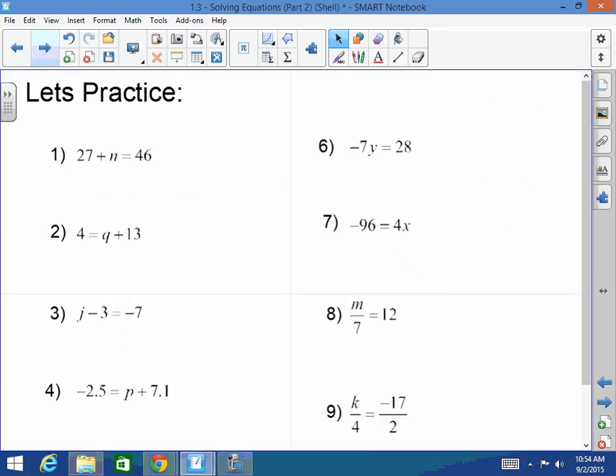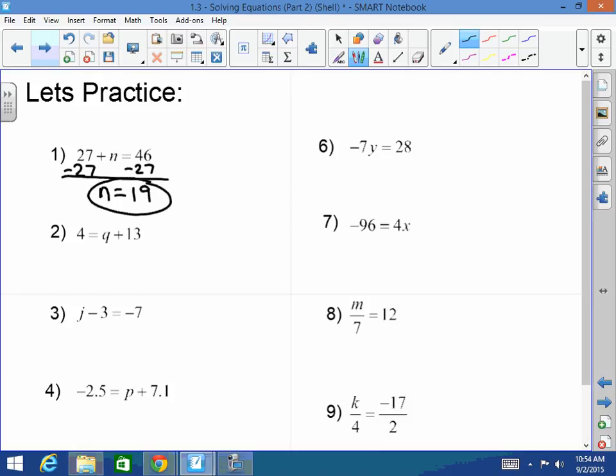So let's do some practice, guys. Okay, so I got 27 plus n equals 46. What do I do, sir? That's exactly correct. So you subtract 27, so n will equal 19. Excellent. Okay, number 2. How do I solve for q here? Yes, sir. That's right. You got q plus 13. How did I get rid of a positive 13? By subtracting 13. Beautiful, son. So that's going to be as well negative 9 equals q.